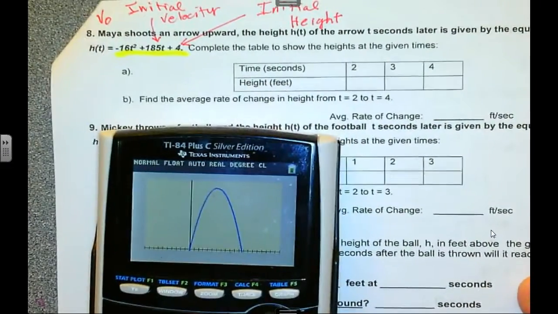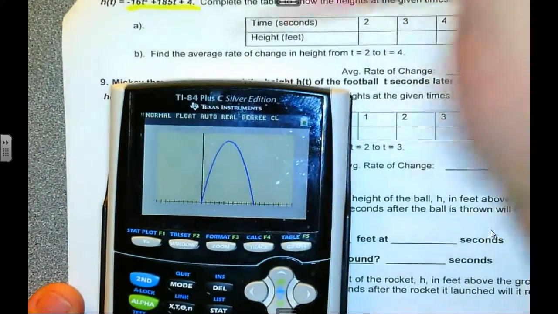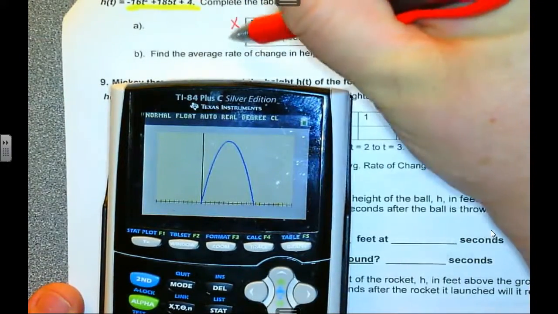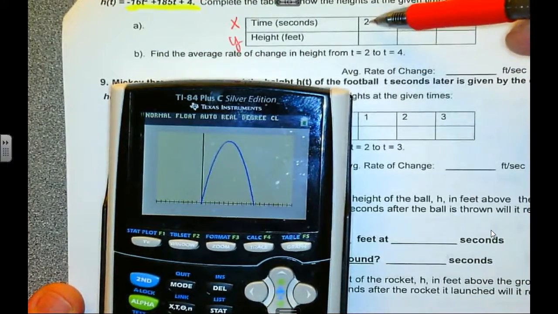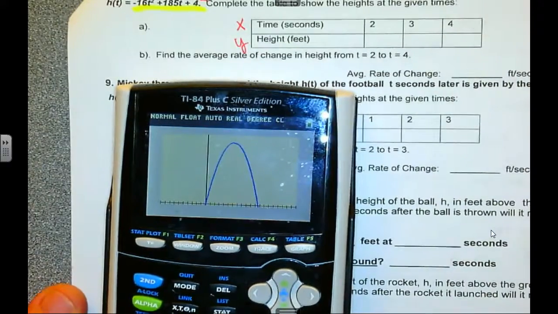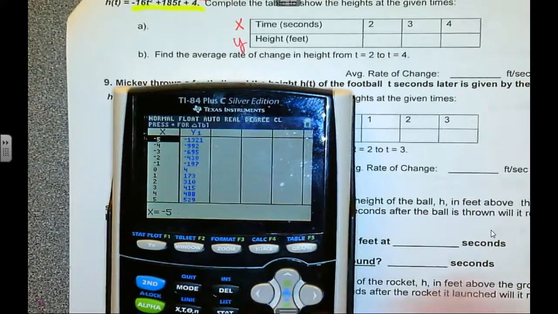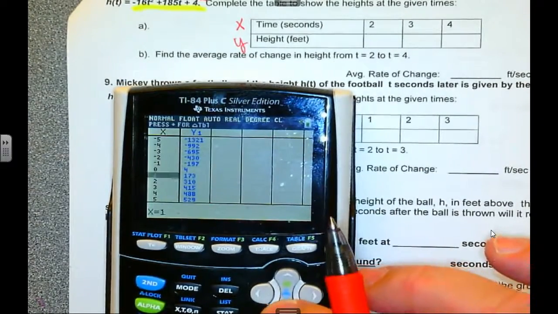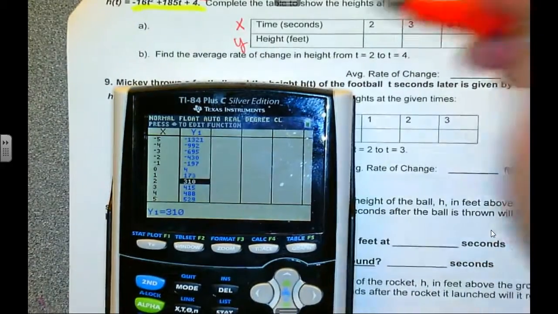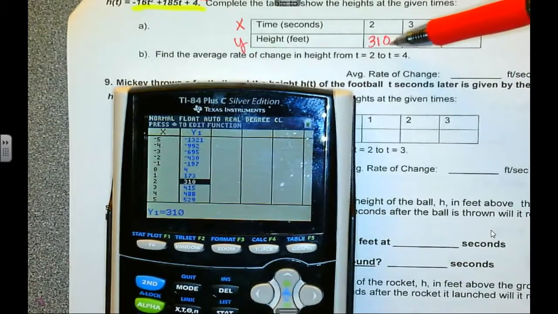All right. So all they want us to do is find the time. Remember, your time is your x-axis and your height is your y-axis. So they want us to know at 2 seconds, how high is it? Time at 3 seconds and 4 seconds. Where can I find this information? Second graph, my chart. Okay. Let's say I'm going to go to 2 seconds. My y is at 310. So at 2 seconds, this arrow is at 310 feet.